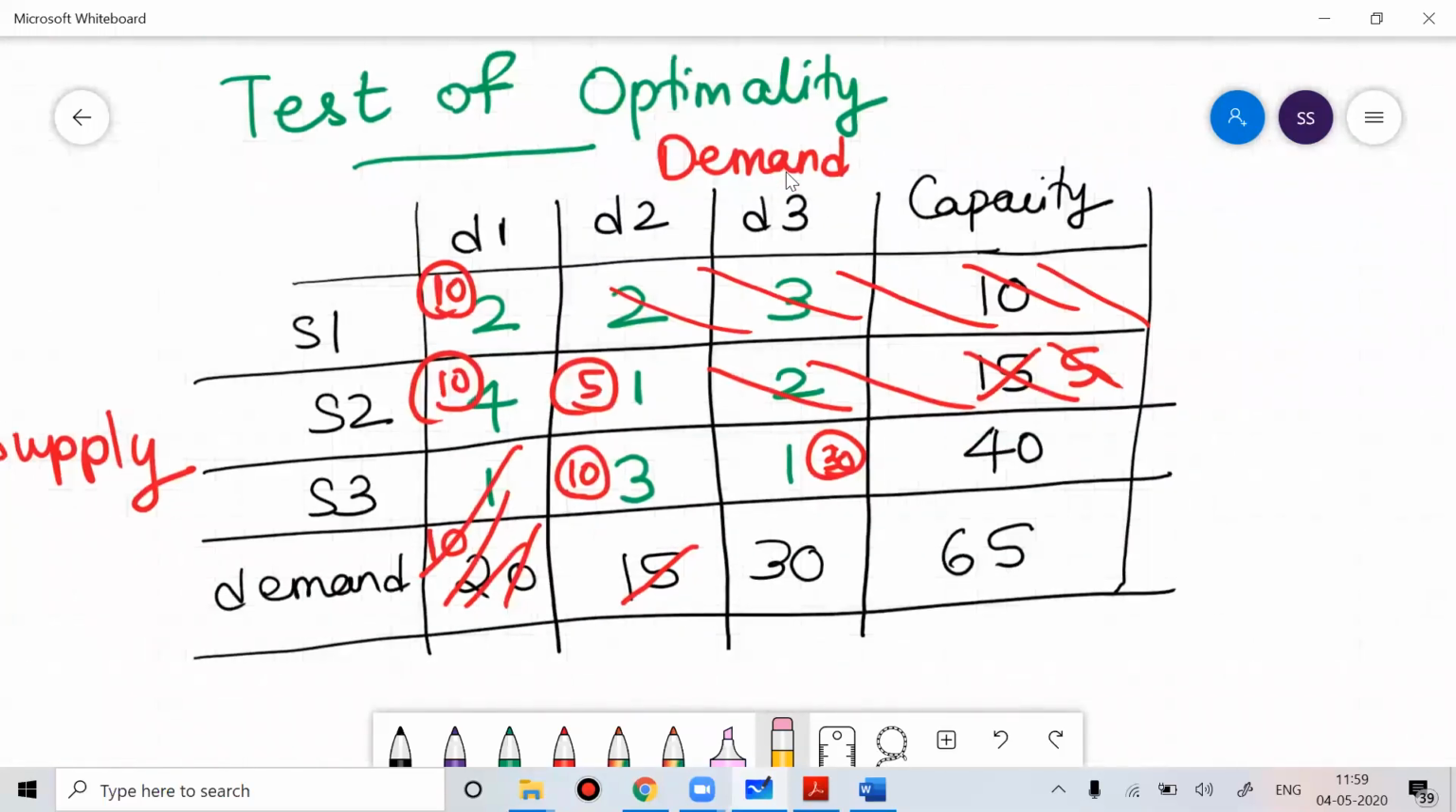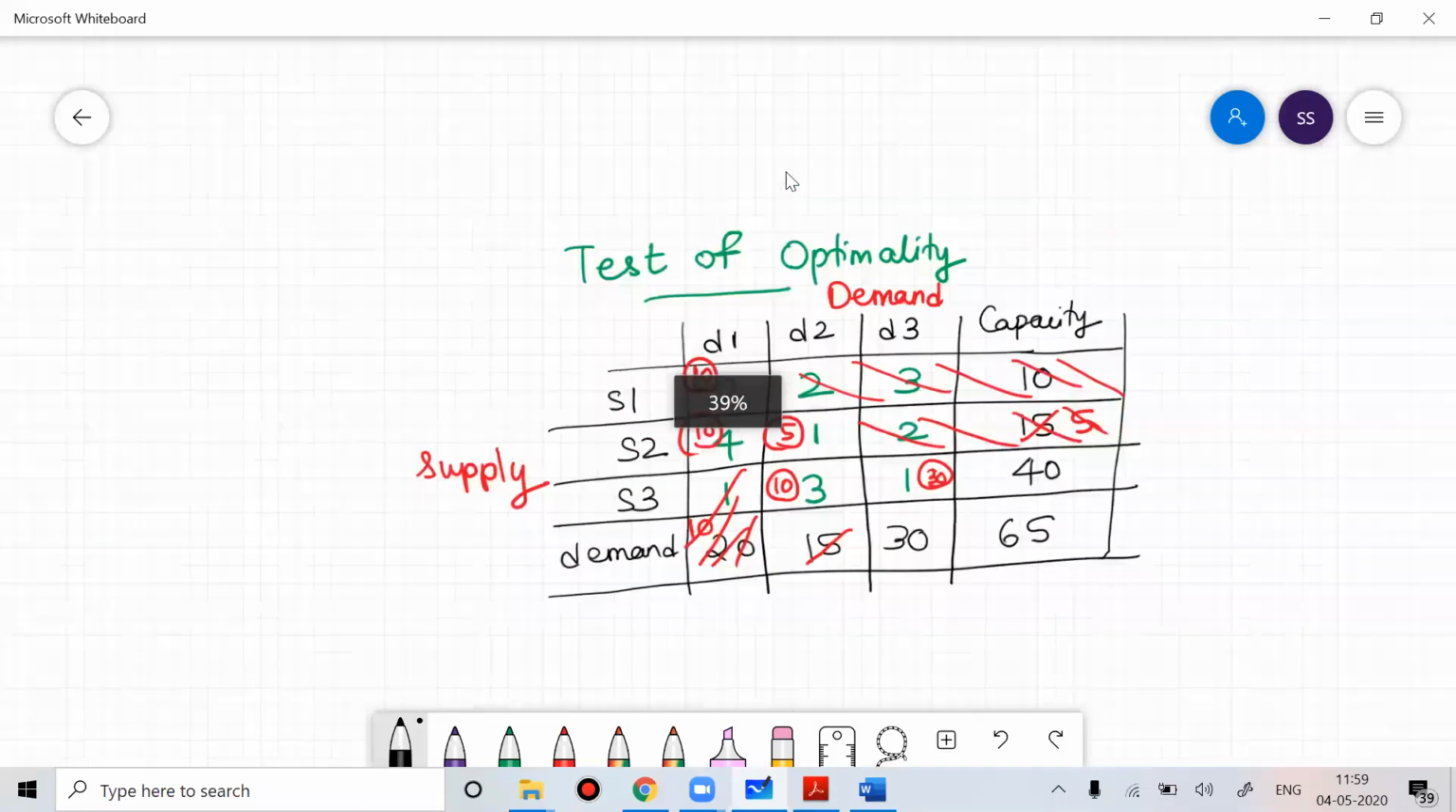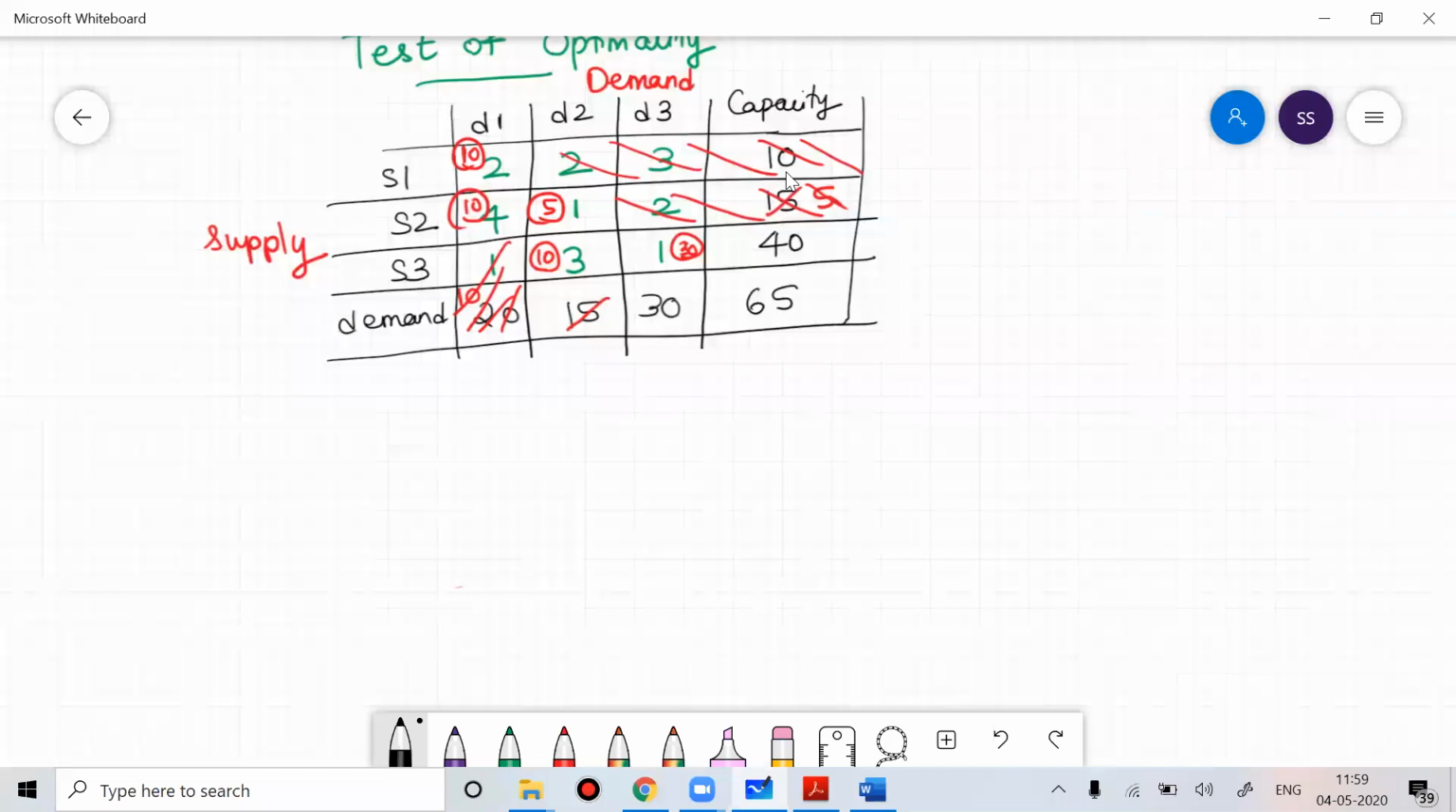Okay. So we got this solution. Now in order to do the test of optimality, there is no need to write supply, demand and all. Simply you can write the data. Okay, let me write down the data.